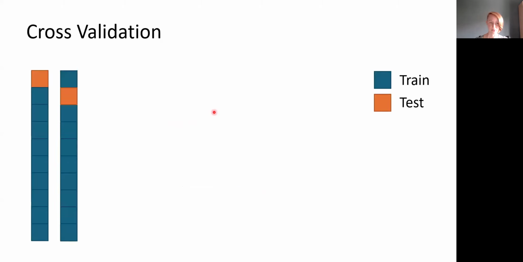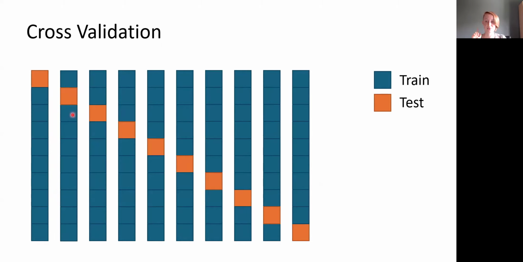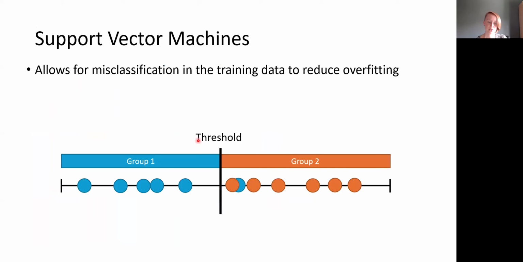So we split our data into 10 different parts, and we train a model on 9 parts of that and test it on 1 part, until we have trained on the same piece of data 9 times and tested on it once. So when we do that, it can allow for misclassification of the training data to reduce overfitting.